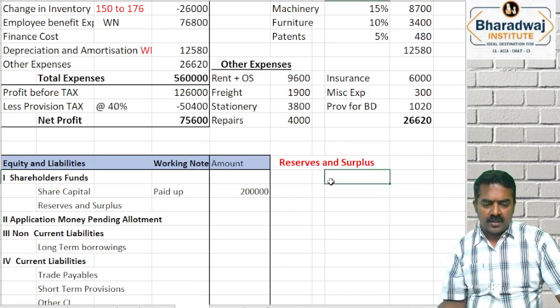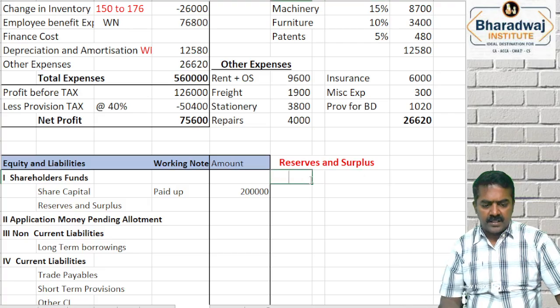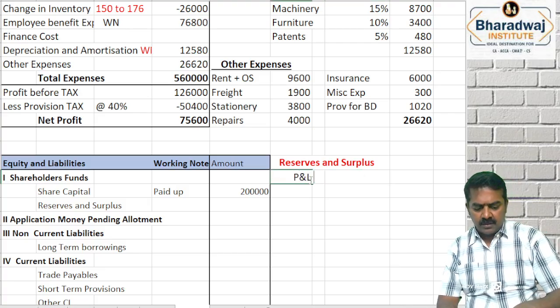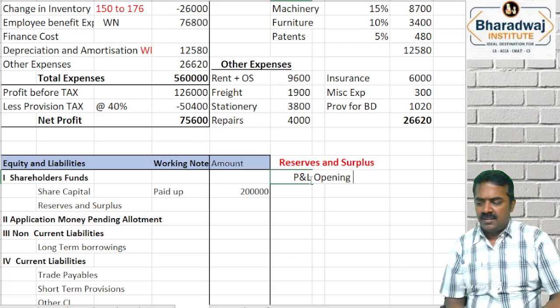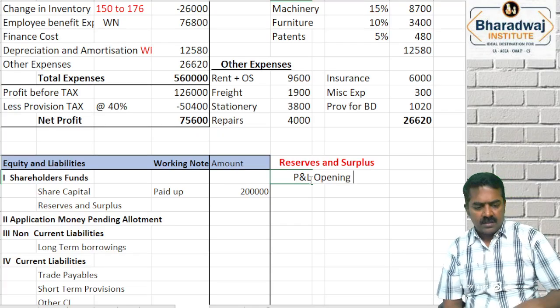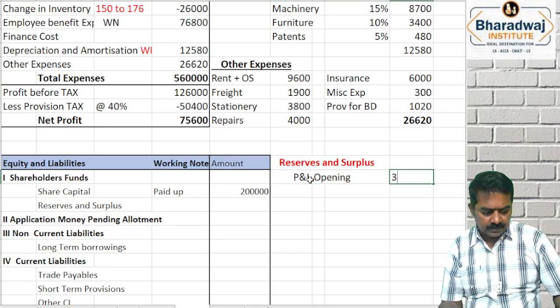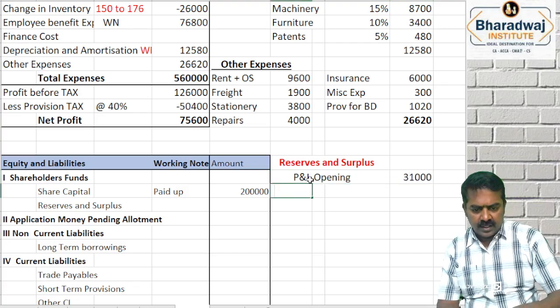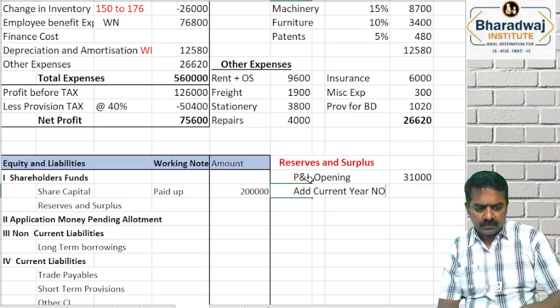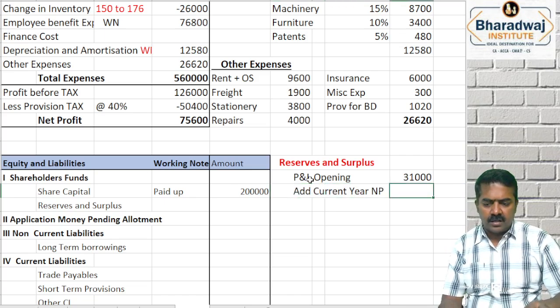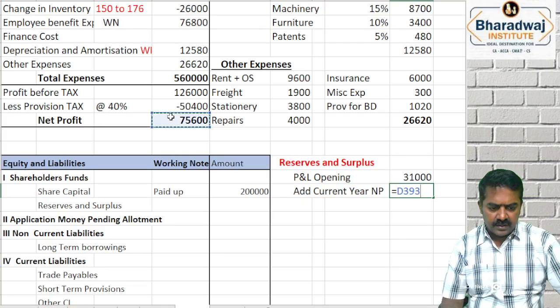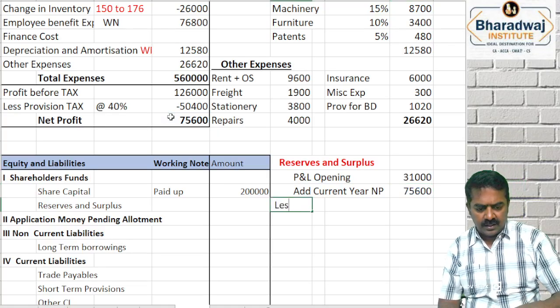Reserves and surplus. What will come in reserves and surplus? Already there is a P&L account given. P&L account opening balance. What is the P&L account opening balance? 31,000. Add current year profit. What is the current year net profit? 75,600.